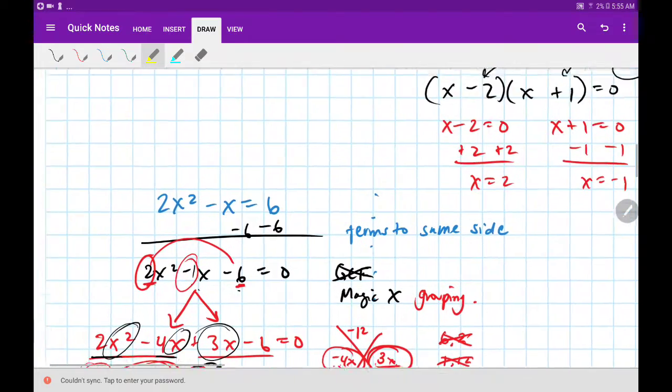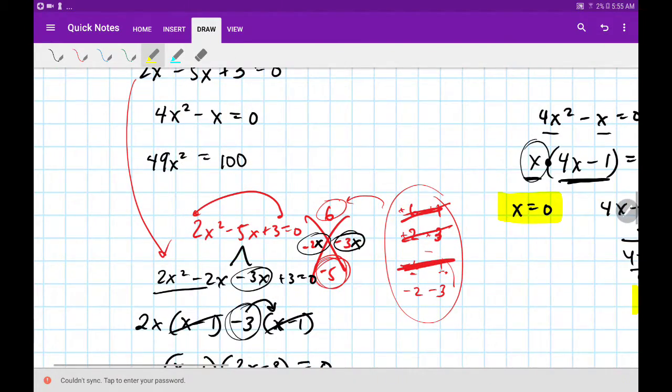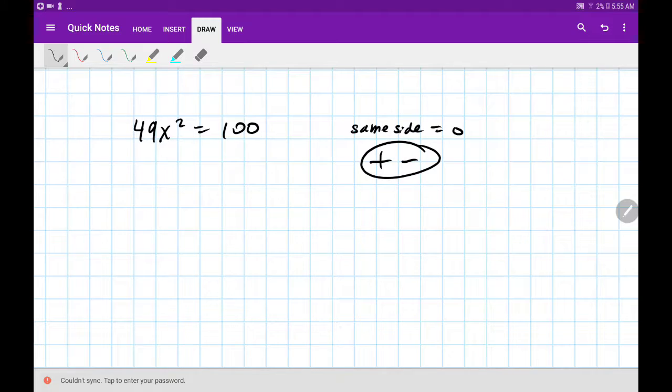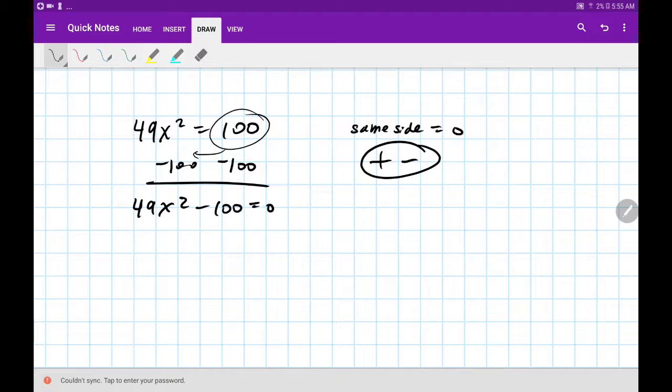Last one. 49x squared equals 100. Well, we've talked about this before. We can't do anything until everything is on the same side, set equal to 0. So I have to use addition or subtraction to move things around. I want to move this 100 to that side, so I'm going to subtract the 100. Just get 49x squared minus 100 equals 0. And now let's think. GCF, is there anything I can pull out? This is an odd number, this is an even number. And no, there isn't anything that goes into both. So that's out of the running.